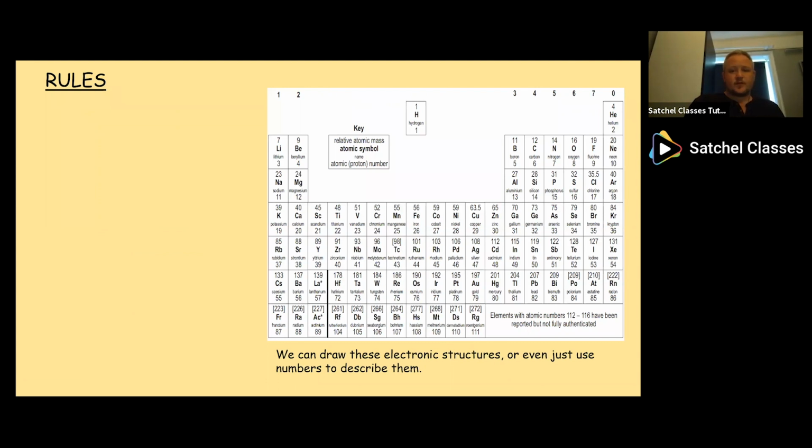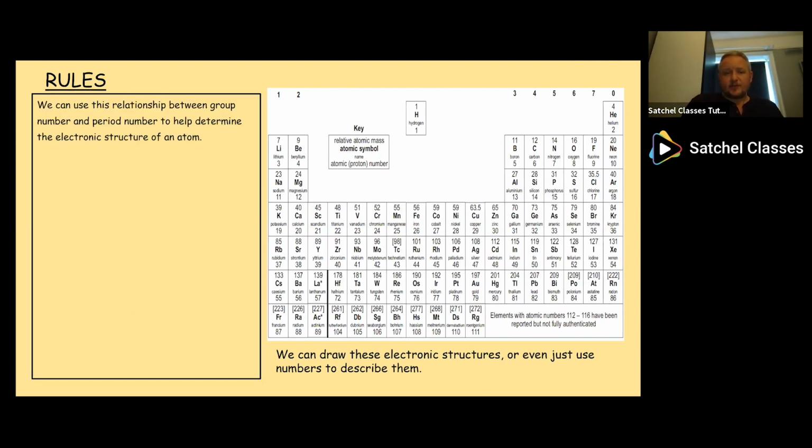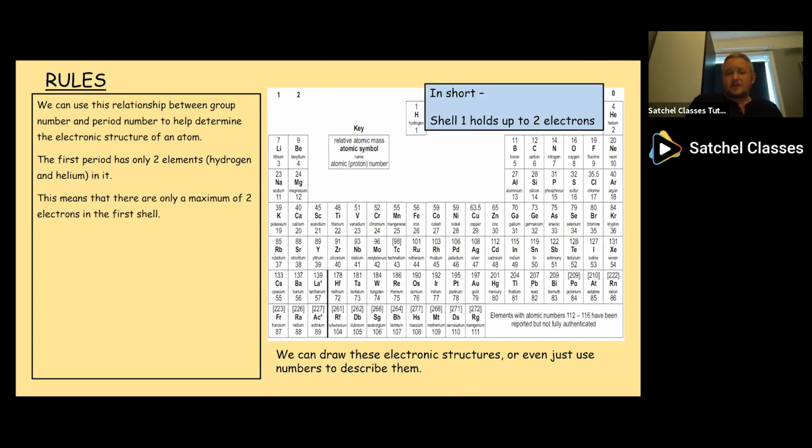So what are the rules for it then? Well, we can use this relationship between group number and period number to help determine the electronic structure of an atom. The first period has only 2 elements, hydrogen and helium in it. This means there's only a maximum of 2 electrons in the first shell. In other words, shell 1 can hold 2 electrons, maximum, full stop.